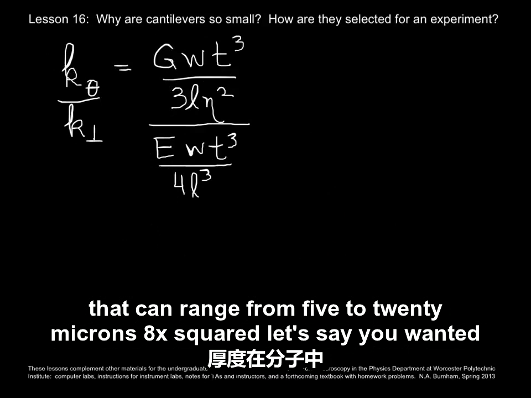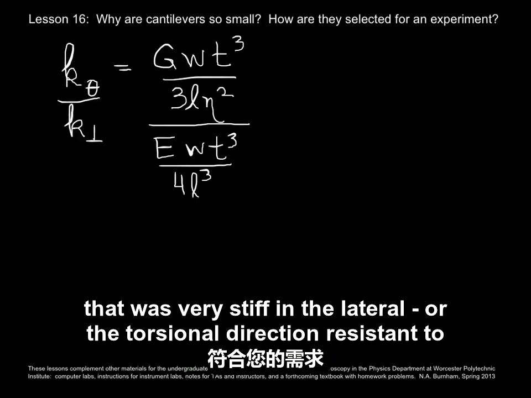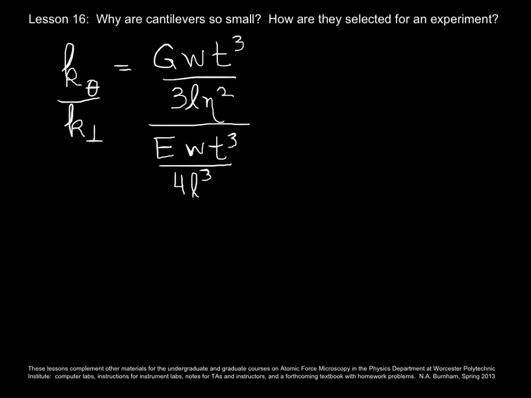Let's say you wanted a cantilever for an experiment that was very stiff in the lateral or the torsional direction, resistant to friction, but very compliant in the normal direction, so very low spring constant. What you can do to figure out which one to purchase, or perhaps you're a designer of cantilevers, is to divide one spring constant by the other and then look at what that tells you.